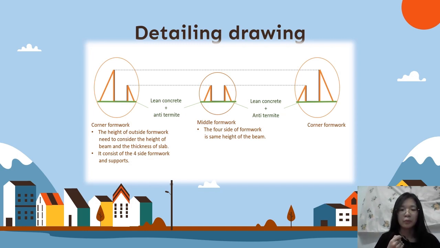And this formwork consists of four side formworks with their supports. Then the formwork system needs to be constructed on the lean concrete, and it needs to be sprayed with anti-termite because it is on the ground.